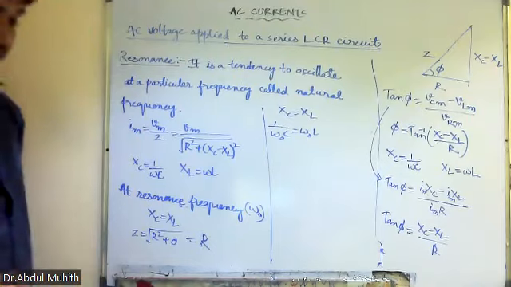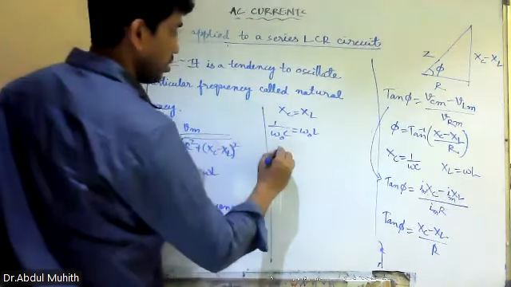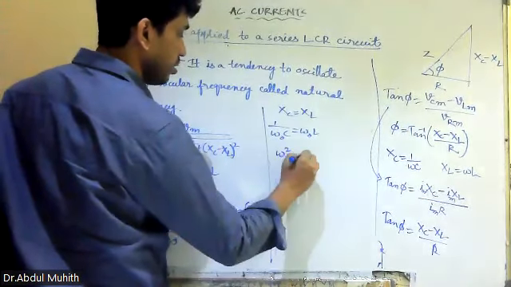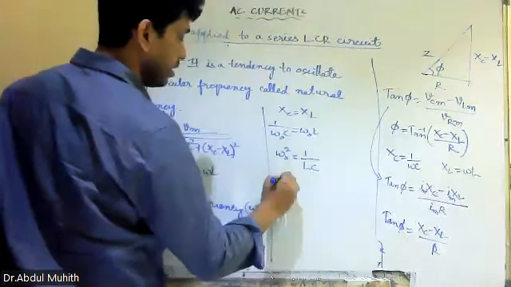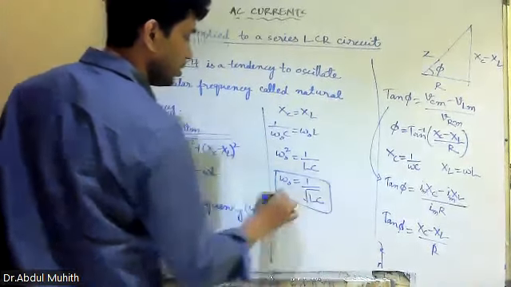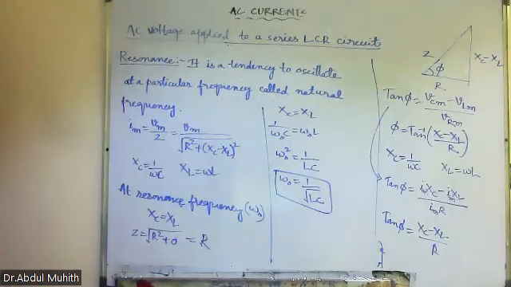Now here XC is 1 by omega C. So what do we get now? Omega 0 square is equal to 1 by LC, so omega 0 is equal to 1 by square root of LC. This is the formula for it. Is it clear, all of you? Okay.